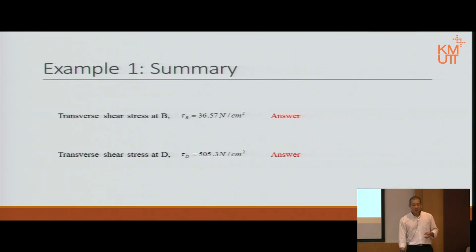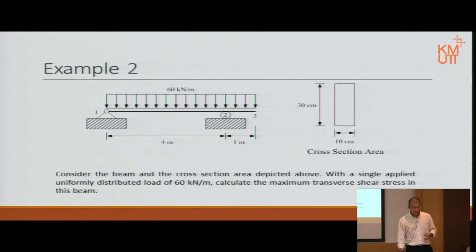And as they say, it is as simple as that. Let's look at another example. Okay. Well, this is a beam, the cross section. There is only one uniformly distributed load. What they want to know here is the maximum transverse shear stress in this beam, not specifically at a point. It's just the maximum it can have on this beam.